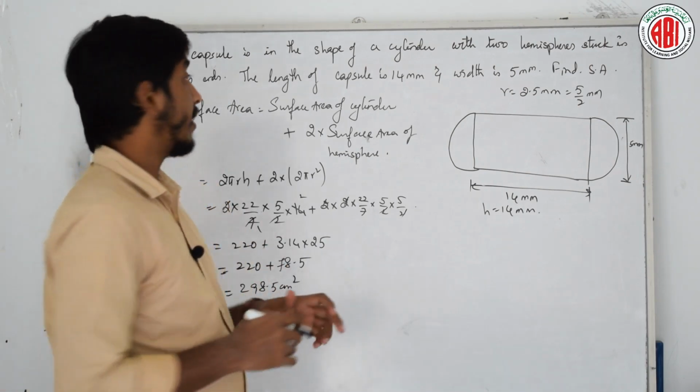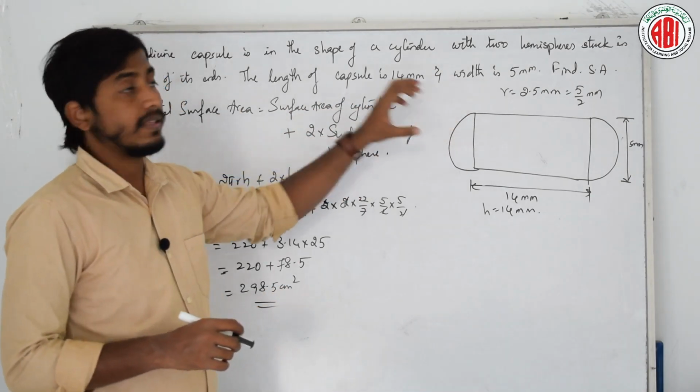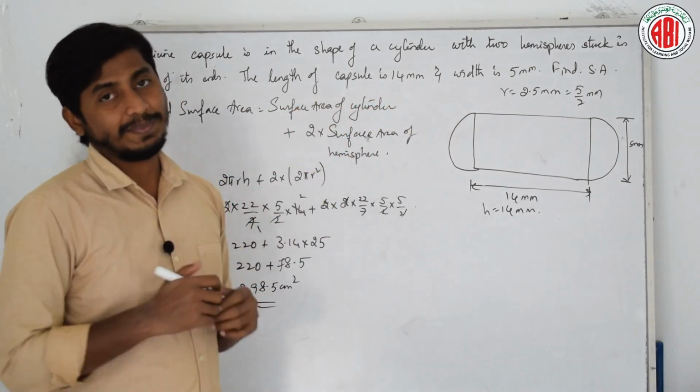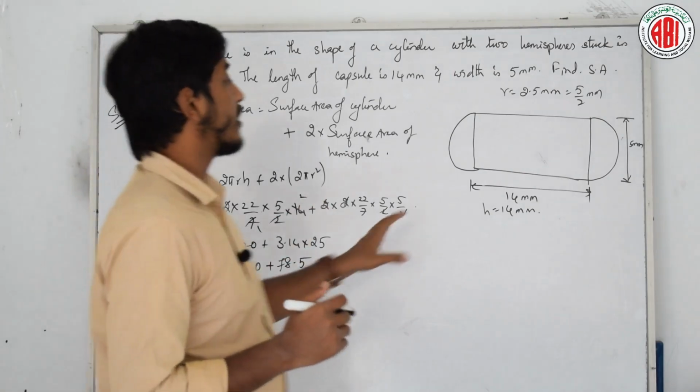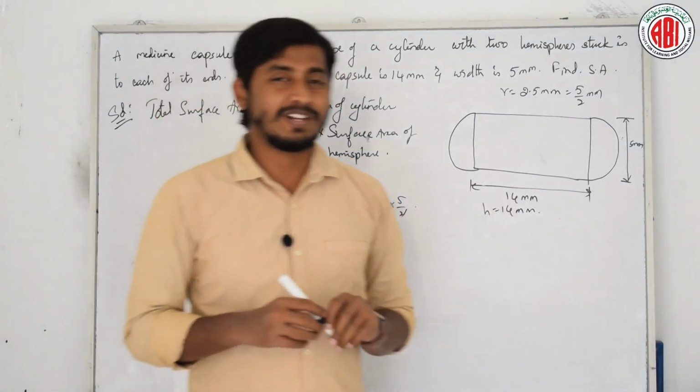What is it that we have to remember here? We have to know the surface area formula of a cylinder and the surface area formula of a hemisphere. And don't get confused, this is one of the most important questions for your exam. Shall we move on to the next problem?